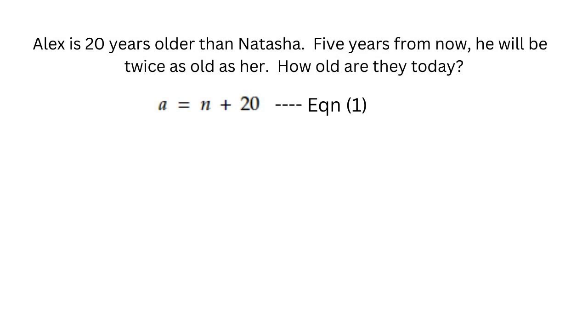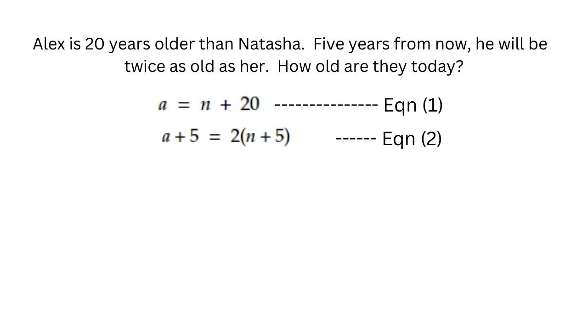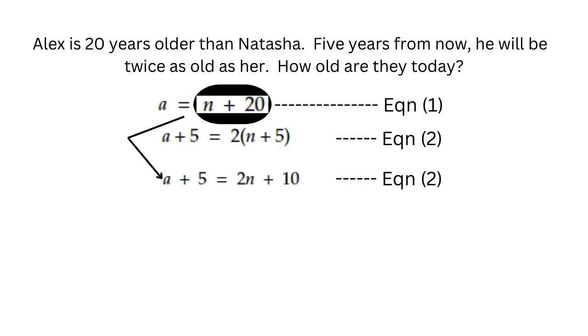Alex is 20 years older than Natasha, and A plus 5 is equal to 2 times N plus 5. 5 years from now, Alex, who is now 5 years older, is 2 times as old as Natasha, who is also 5 years older. Label these equations 1 and 2. Equation 2 can be rewritten as shown.